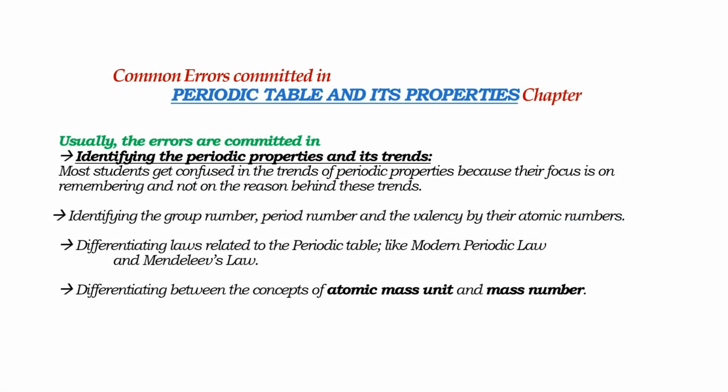Common errors committed in the periodic table and its properties chapter. Usually, the errors are committed in identifying the periodic properties and their trends. Most students get confused in the trends of the periodic properties because their focus is on remembering and not on the reasons behind these trends. Errors also occur in identifying the group number, period number, and the valencies from atomic numbers.